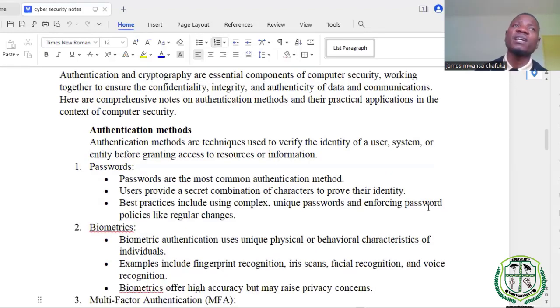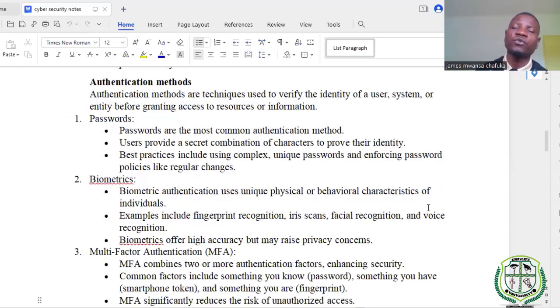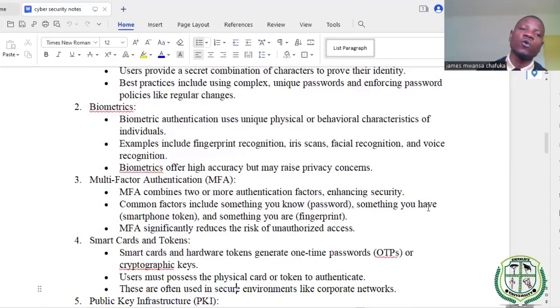Okay, and then apart from the aspect of the password, which falls under authentication, there is also another part which is biometric authentication. Now, when you talk of biometric authentication, it uses unique physical or behavioral characteristics of individuals. So here, examples include fingerprint recognition, iris scans, facial recognition, voice recognition.